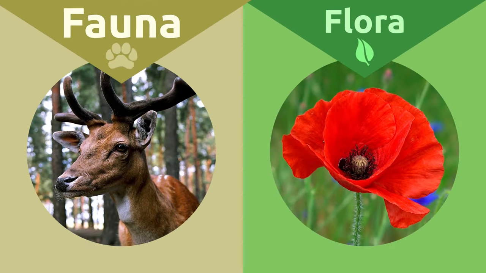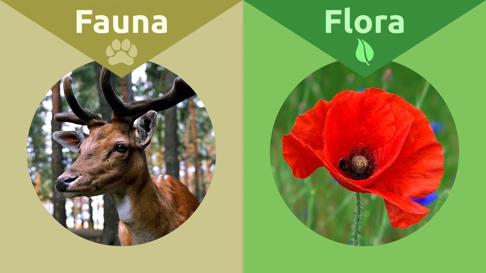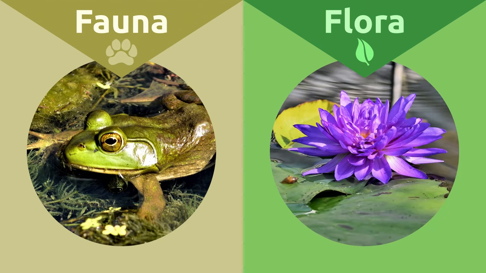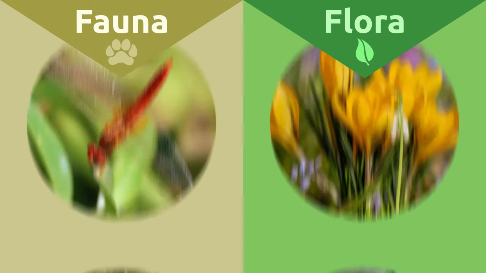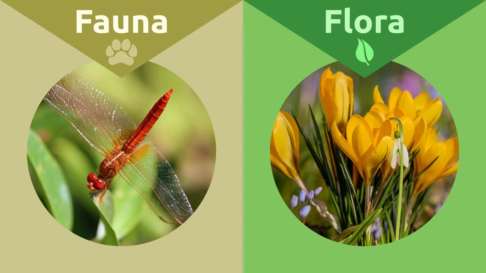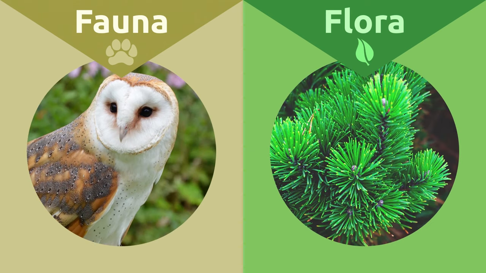The flora and fauna of each ecosystem have adapted to live according to the characteristics and resources of their surroundings. The interaction among them defines the ecosystem and its coverage. That's why there are so many types of ecosystems.